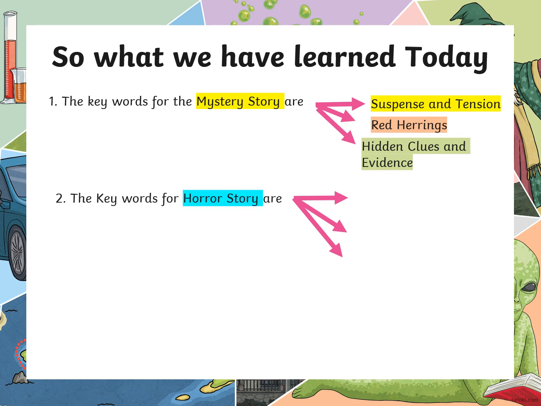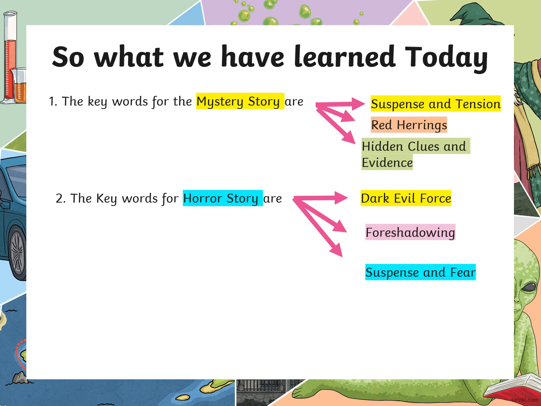Number 2, the keywords for horror story are: dark evil force, foreshadowing, suspense and fear. Write these 3 elements in your copybook or your notebook now. Don't forget them. In the horror story, put the dark evil force, which we said is like a monster, a ghost or a vampire, anything, any scary figure. Foreshadowing, do foreshadowing while you are writing the horror story, and we understood what foreshadowing means. Suspense and fear, put the suspense and fear. If you put these 3 elements I assure you that your story will be perfect.